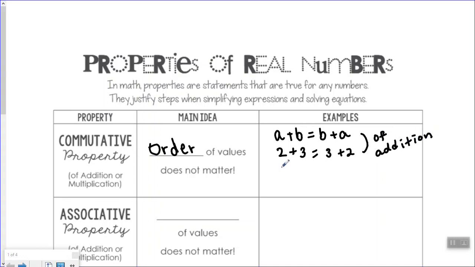And we also have a commutative property of multiplication. For example, x times y equals y times x. With numbers, 5 times 4 equals 4 times 5. So if you calculate it, 5 times 4 is 20, 4 times 5 is 20, so they are equal. Okay, so these are of multiplication.